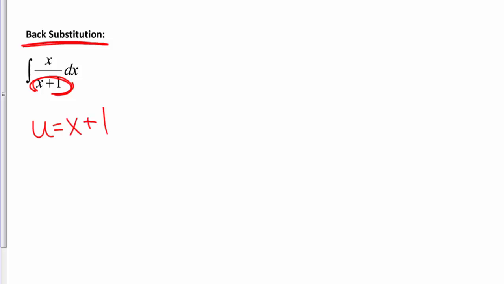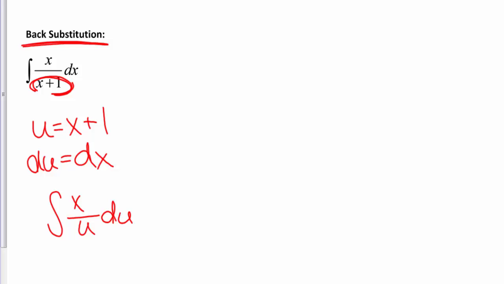So if u equals x plus 1, what's du going to equal? dx. Well, that was nice and easy. I don't even have to worry about making that part match. But I end up with the integral of x over u du. So I haven't gotten rid of all my x's. That's bad, right? So should I just quit?